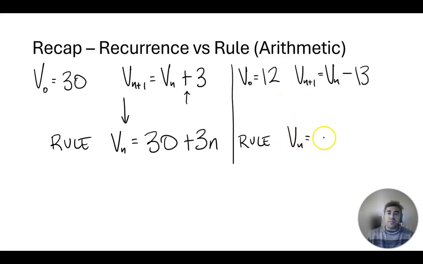So a rule always starts with v of n. Tell me what my initial amount is. Tell me how much I'm going up or down by. In this case, it's going down. So obviously we can use this rule to determine a particular value, maybe v of 30 or v of 50. For both of them, you would just go ahead and do a straightforward substitution.